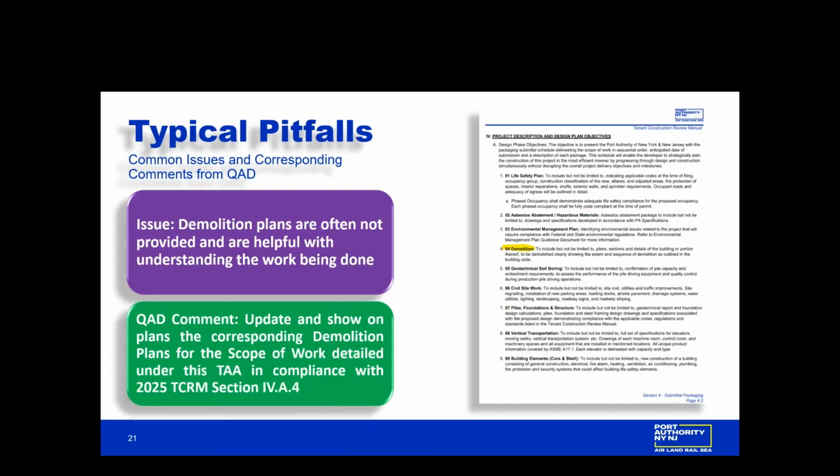Demolition plans often are not provided and are very helpful in understanding the work being done. It's pretty important, especially if there's an existing space and there's a lot of duct work and piping and we don't know what they are and we're scratching our head. Please, more information is better. So having a demolition plan does help the process to perform the audits. Next slide, please.